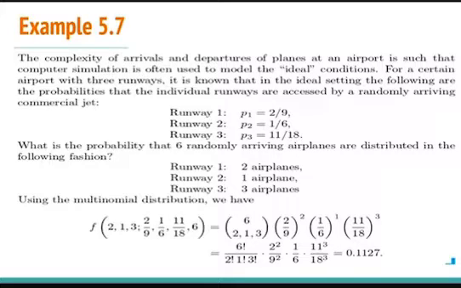If I put X, Y, Z, the probability of X equal to 2, Y equal to 1, and Z equal to 3. What am I going to do? I'm actually going to plug in all the values that I'm given into the multinomial probability distribution. Can you see that? N is 6, right? 2, 1, 3, look at that. Any question? Then I got that the probability is 0.1127. That is the probability that, if 6 planes arrive randomly, 2 will use runway 1, 1 will use runway 2, and 3 will use runway 3. Any question?